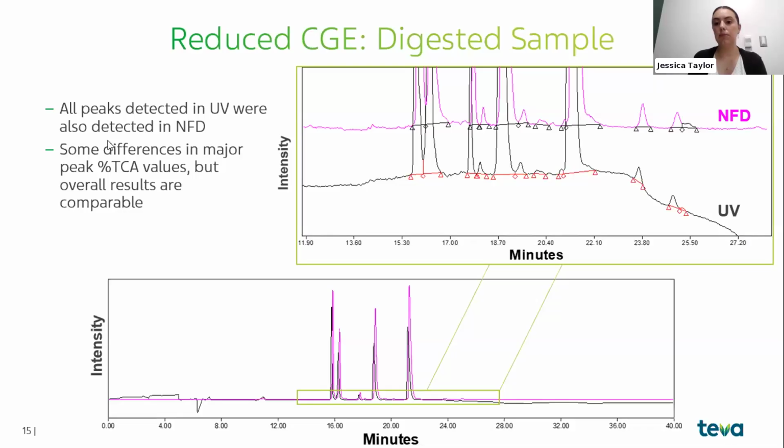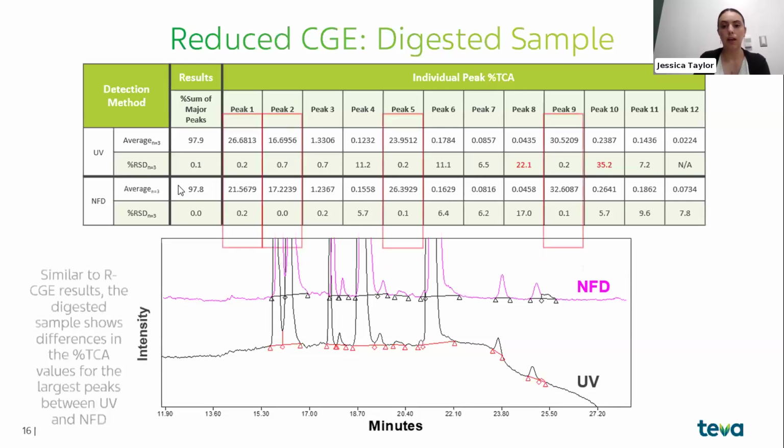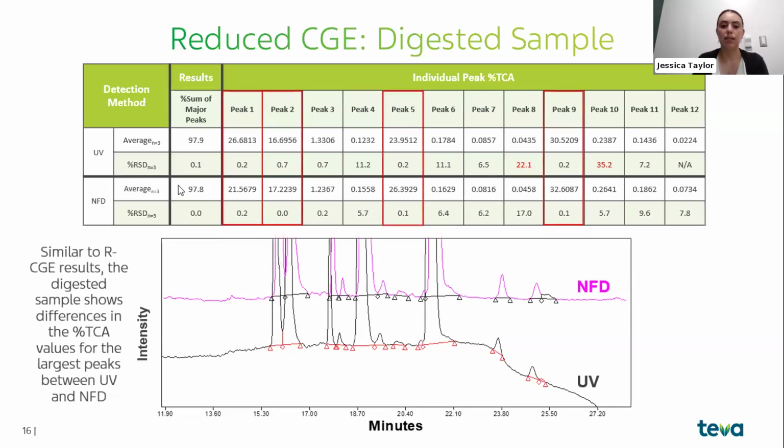So this is that same sample now prepared under reduced conditions. And if we look at the zoomed electropherogram in the upper right, you can once again see that the peaks present in the UV were also detectable using the native fluorescence detector. And if we look at the numeric data for this sample, we did see comparable results similar to what we saw in non-reduced until we looked at the larger peaks, where we saw some discrepancies again. But once again, when we summed these major peaks together, we did see comparable reported results between the two detectors.